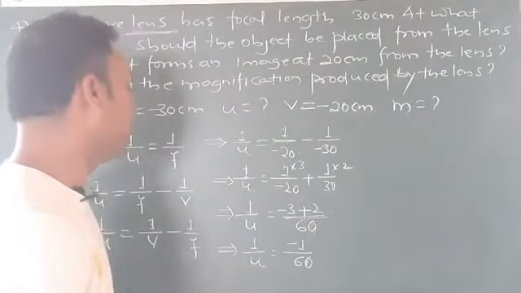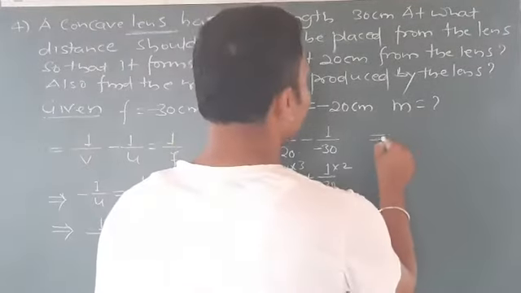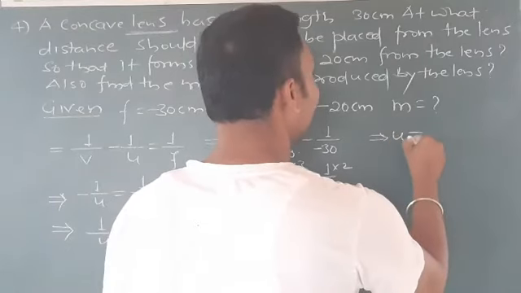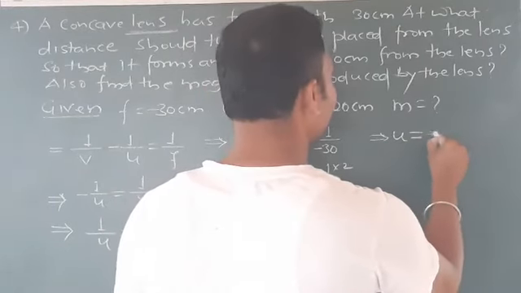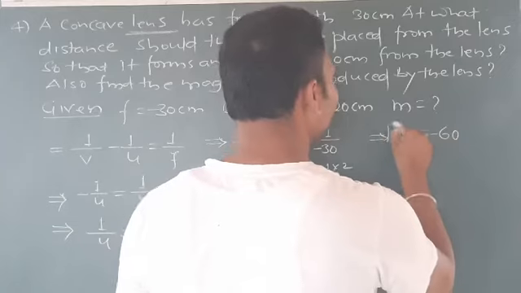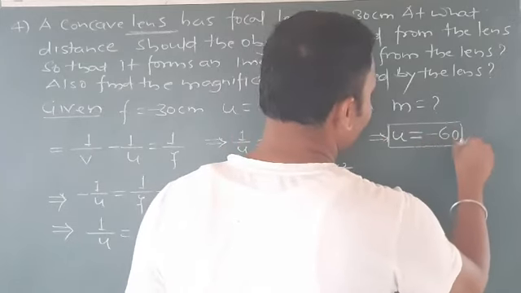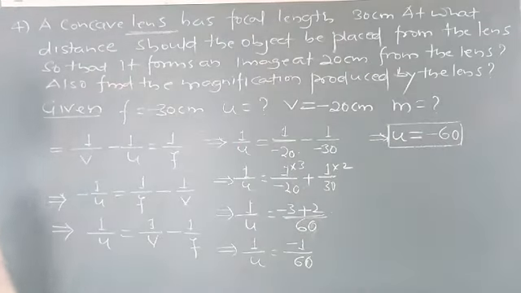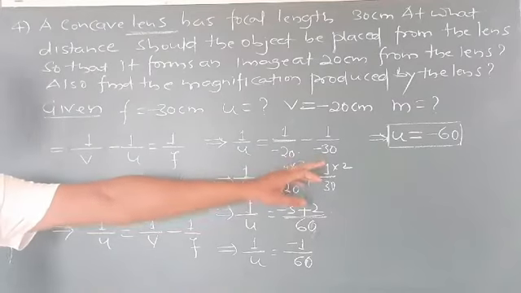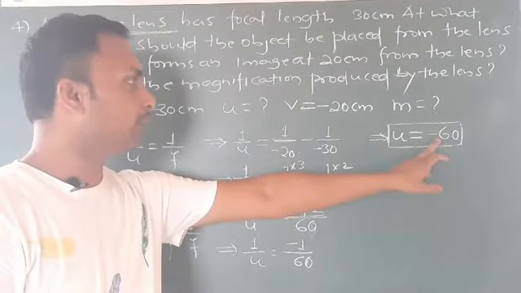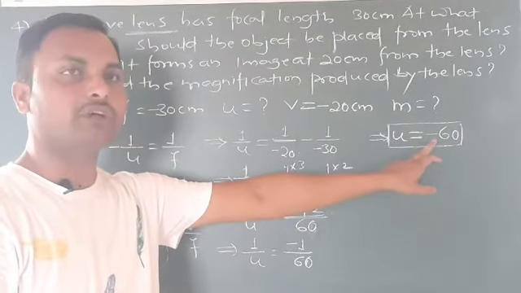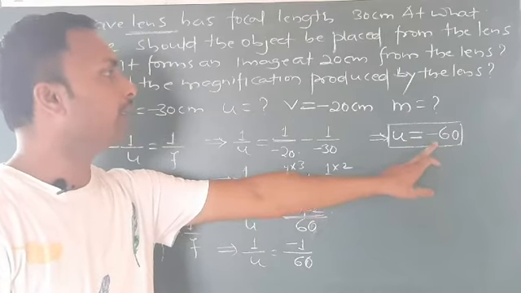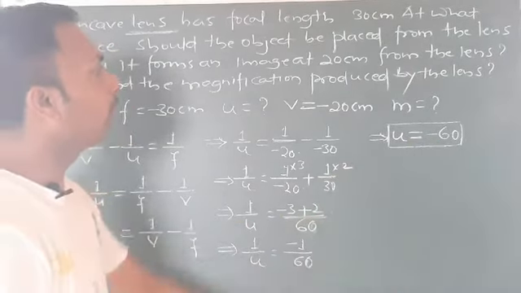So u is equal to minus 60. We know very well that the object distance is always negative, and this is u is equal to minus of 60. We got negative itself. Now we need to calculate m.